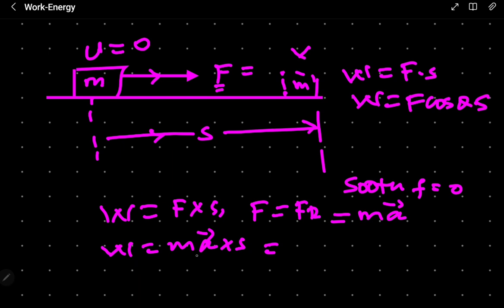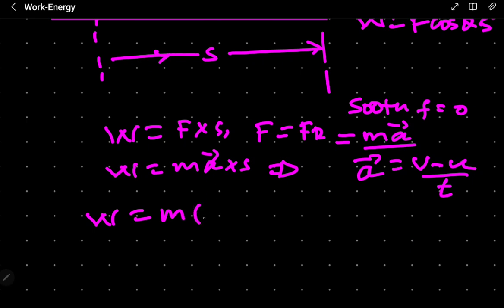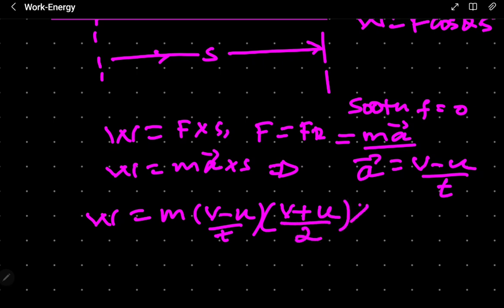From Newton's second law we have used this one, and from the definition of acceleration, acceleration is the final speed minus the initial speed divided by time. In this case you can consider the initial speed to be zero. The work done is equal to the mass times the acceleration, which is the final minus the initial divided by time, multiplied by the distance. In accelerating motion, the distance is the final plus the initial over 2, the average speed, times the time. Then when you simplify this, what does it give you?